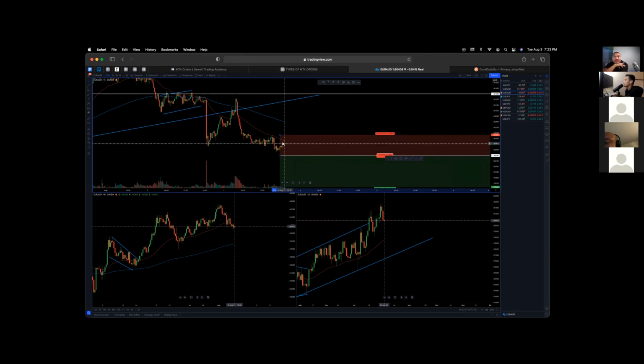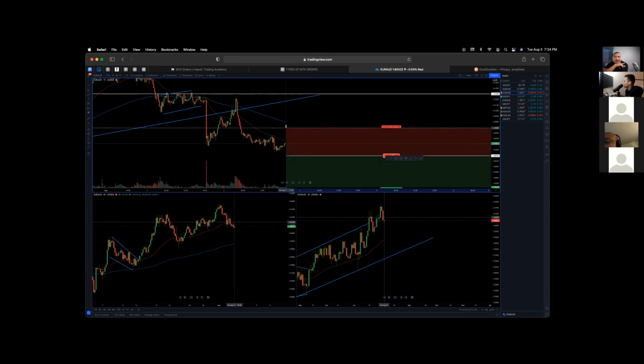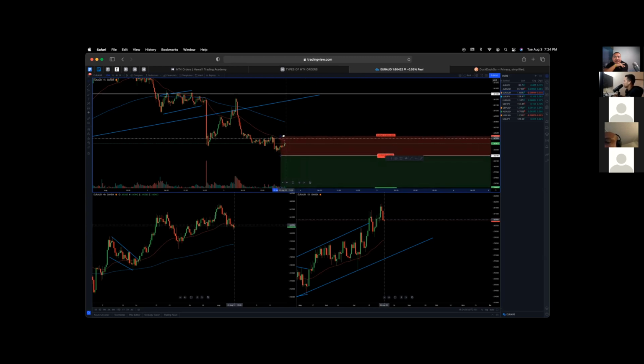Question: when you have the boxes up there, does that contain a live order too? No, this is just visual, the stop loss range. I set my stop loss here just above the EMAs, and so I'm just waiting. If I move it over, it doesn't mean I'm live.